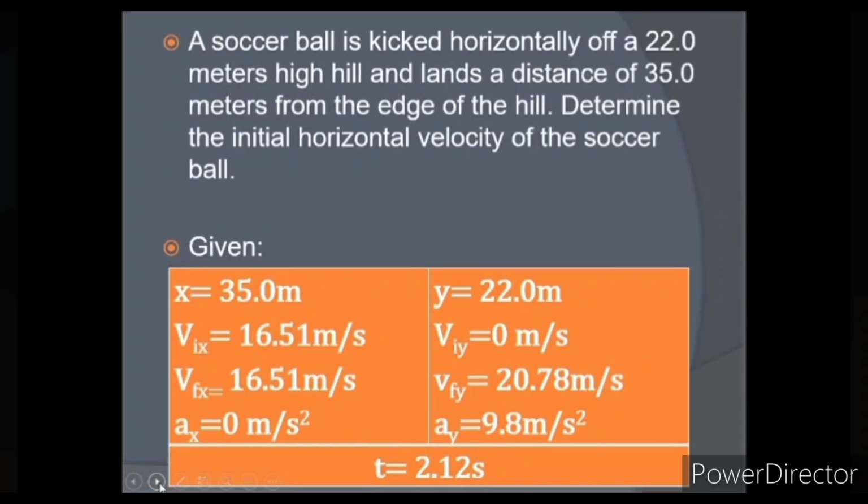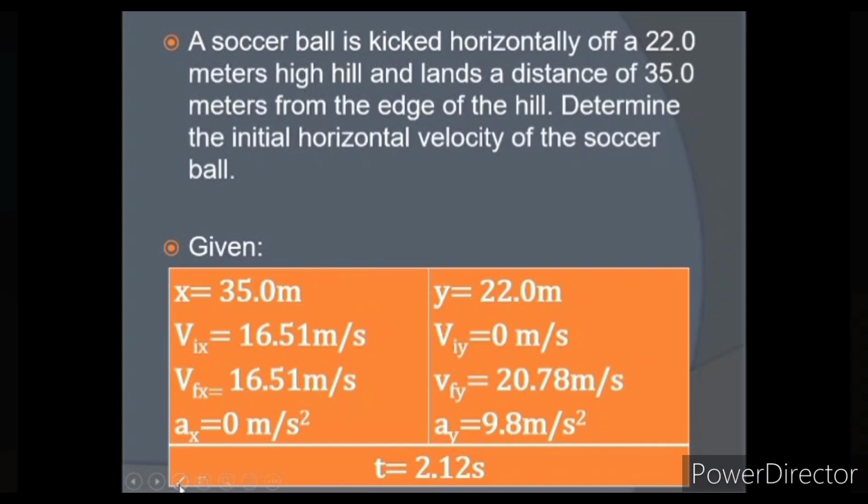Next given. We have here a soccer ball kicked horizontally off a 22-meter high hill and landing at a distance of 35 meters from the edge of the hill. Determine the initial horizontal velocity of the soccer ball.